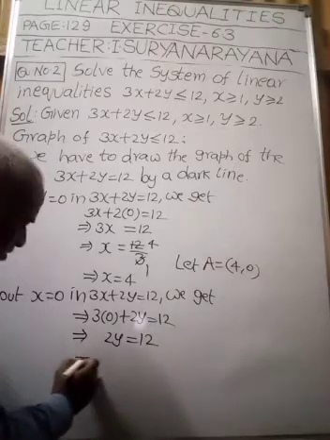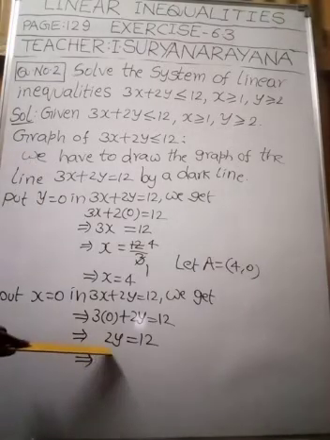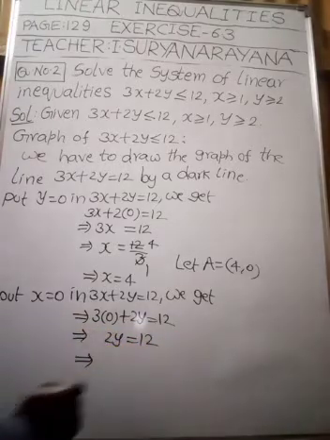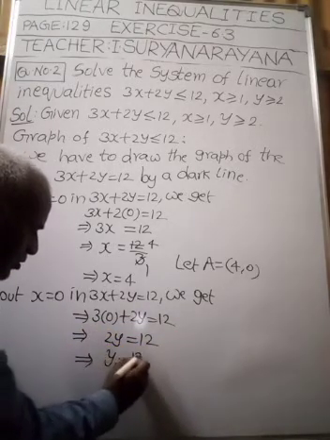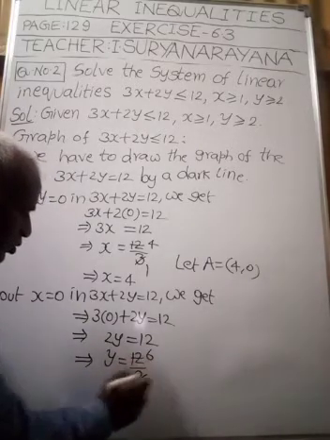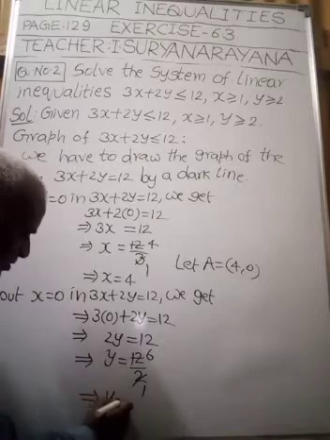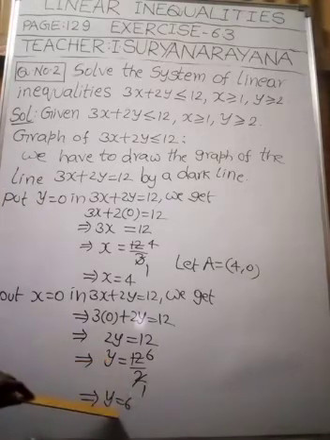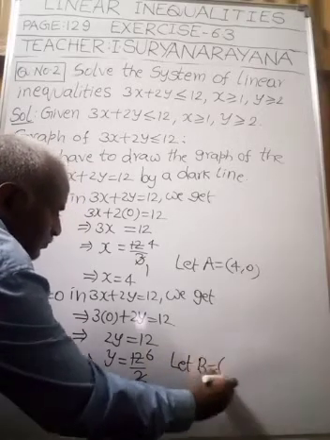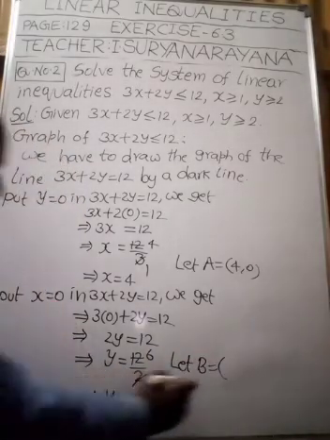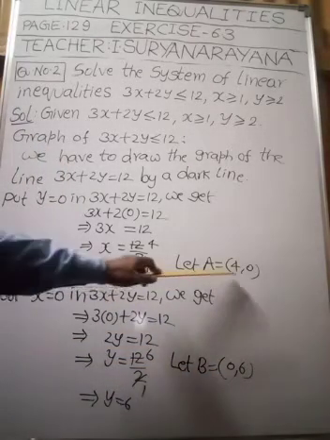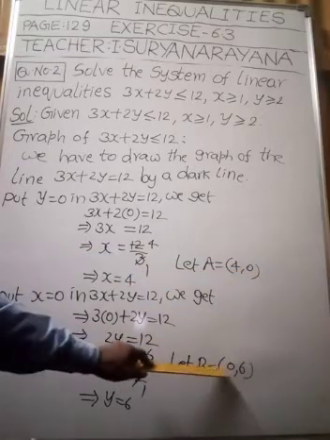Right. This implies we have to transpose this quantity to the RHS. Then it becomes divided by 2. So y is equal to 12 by 2. What will we get here? 2 once is 2, 2 6 times is 12. This implies y is equal to 6. Understood this step, my children? Let B be equal to, what is the x coordinate is 0 and the y coordinate is 6. So we got 2 points, A (4, 0) and B (0, 6).